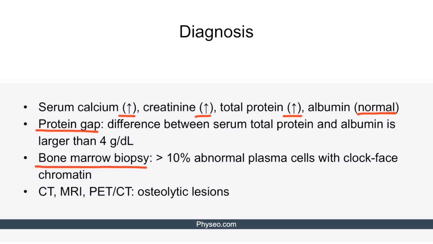A bone marrow biopsy is the most accurate test, and this will show more than 10% abnormal plasma cells with clock face chromatin. Lastly, on imaging, including CT, MRI, and PET CT, osteolytic lesions may be seen.